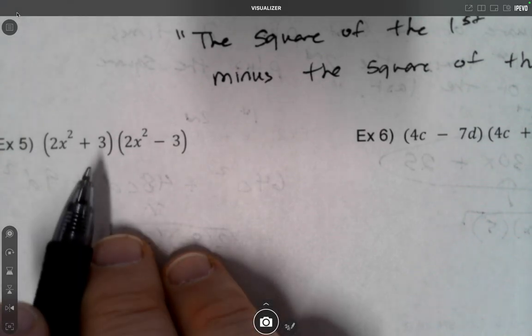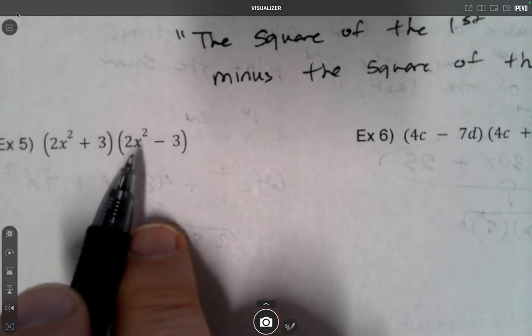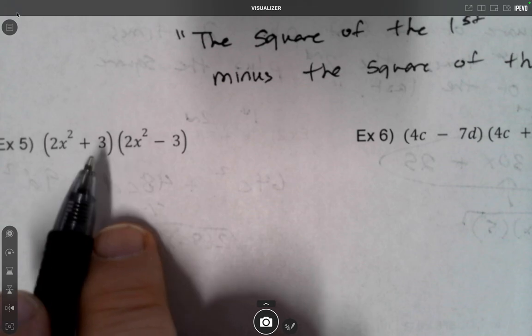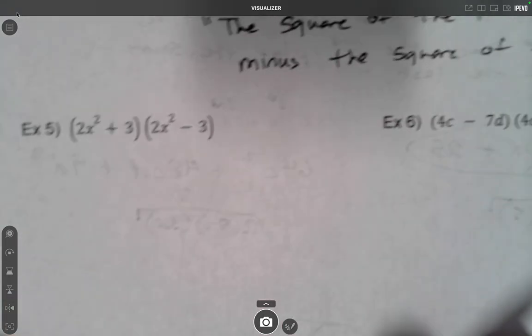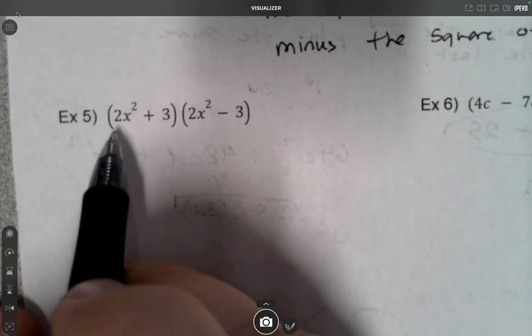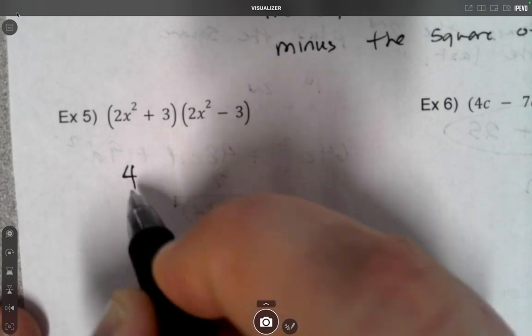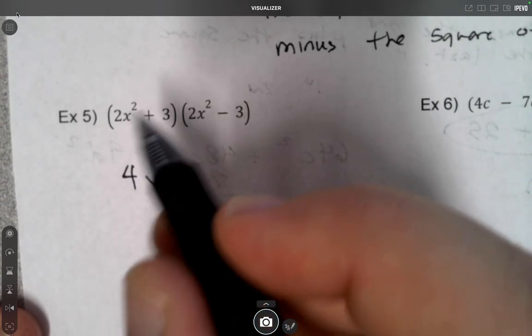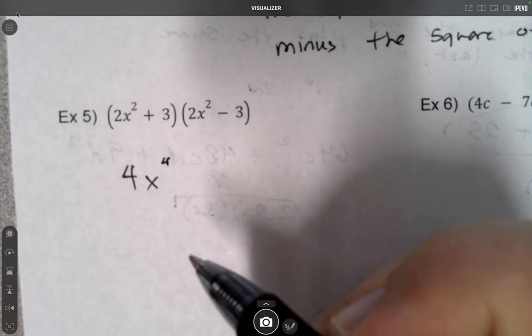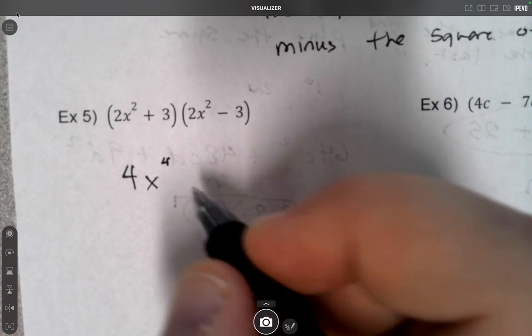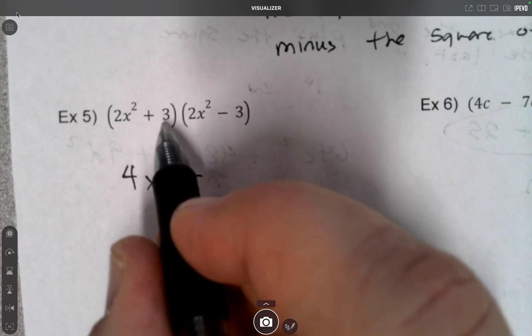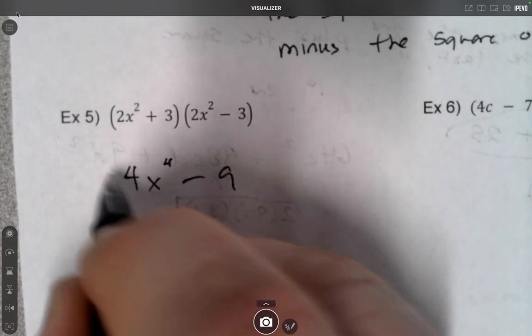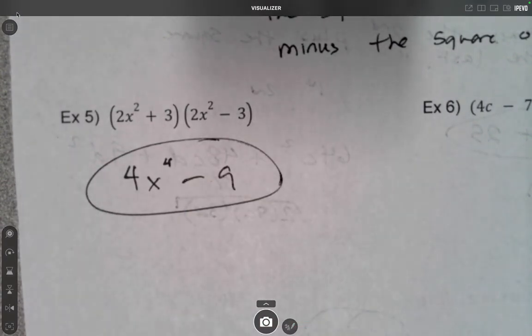Okay? So this one matches the pattern. 2x squared, 2x squared, 3, 3. But one has a plus, one has a minus. So we do the square of the first. 2 squared is 4. X squared squared is x to the fourth. Minus the second one squared, 3 squared is 9. And we're finished. It's really that little work if you can recognize that pattern.